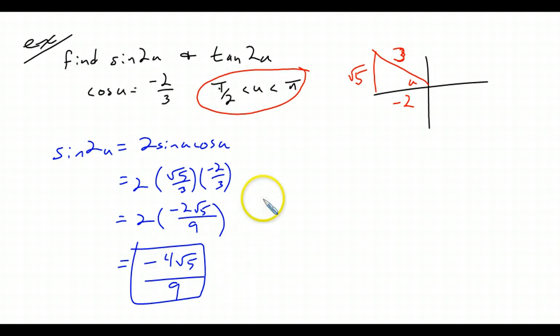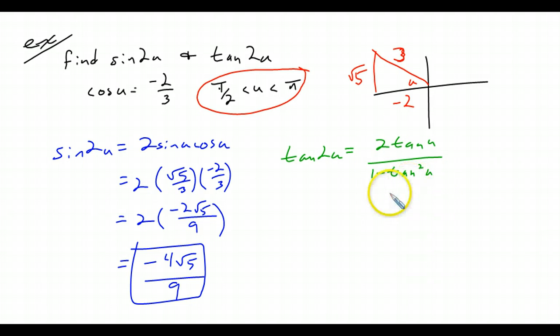Now I'm going to look at tangent of 2u. So for tangent of 2u, again, just make sure you guys use these formula charts. If you don't know what to do, look at the formula chart, see if something might make sense there. So tangent of 2u is 2 tan u over 1 minus tangent squared u. Tangent, opposite over adjacent, so root 5 over negative 2, so it's going to be negative root 5 over 2. So I have 2 times negative square root 5 over 2 on top over 1 minus negative square root 5 over 2 squared on bottom.